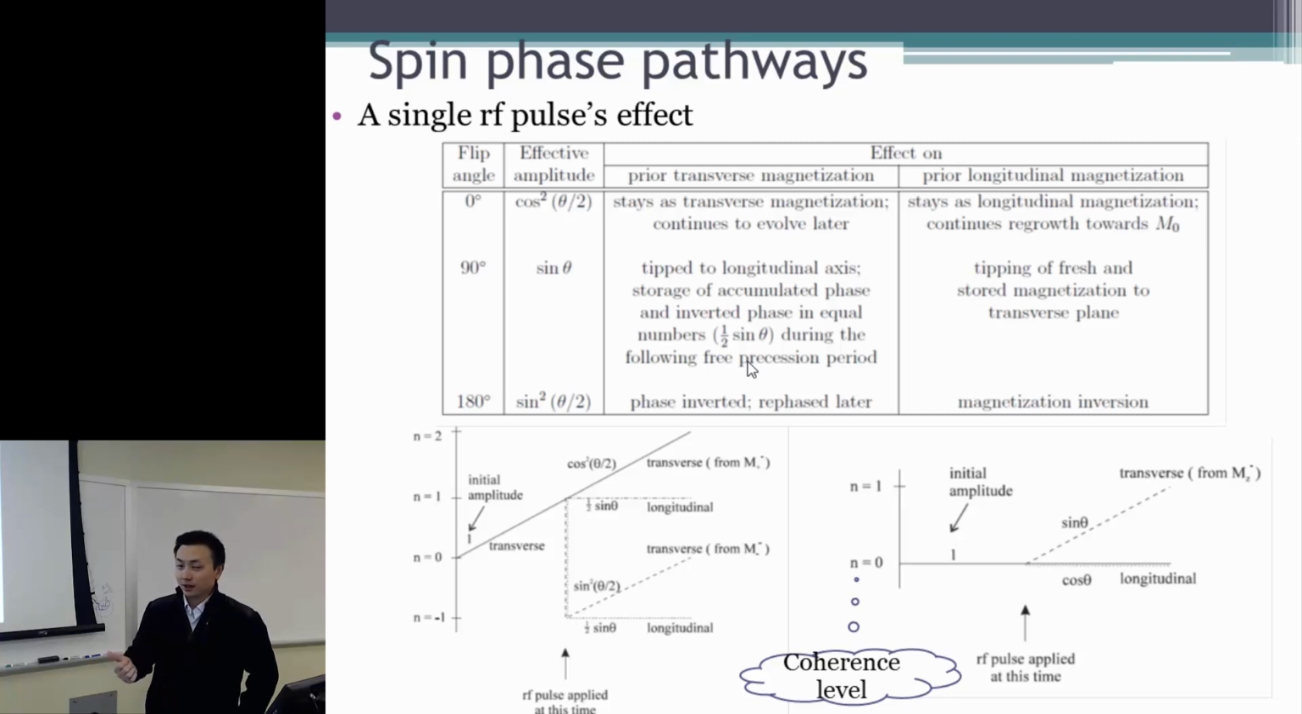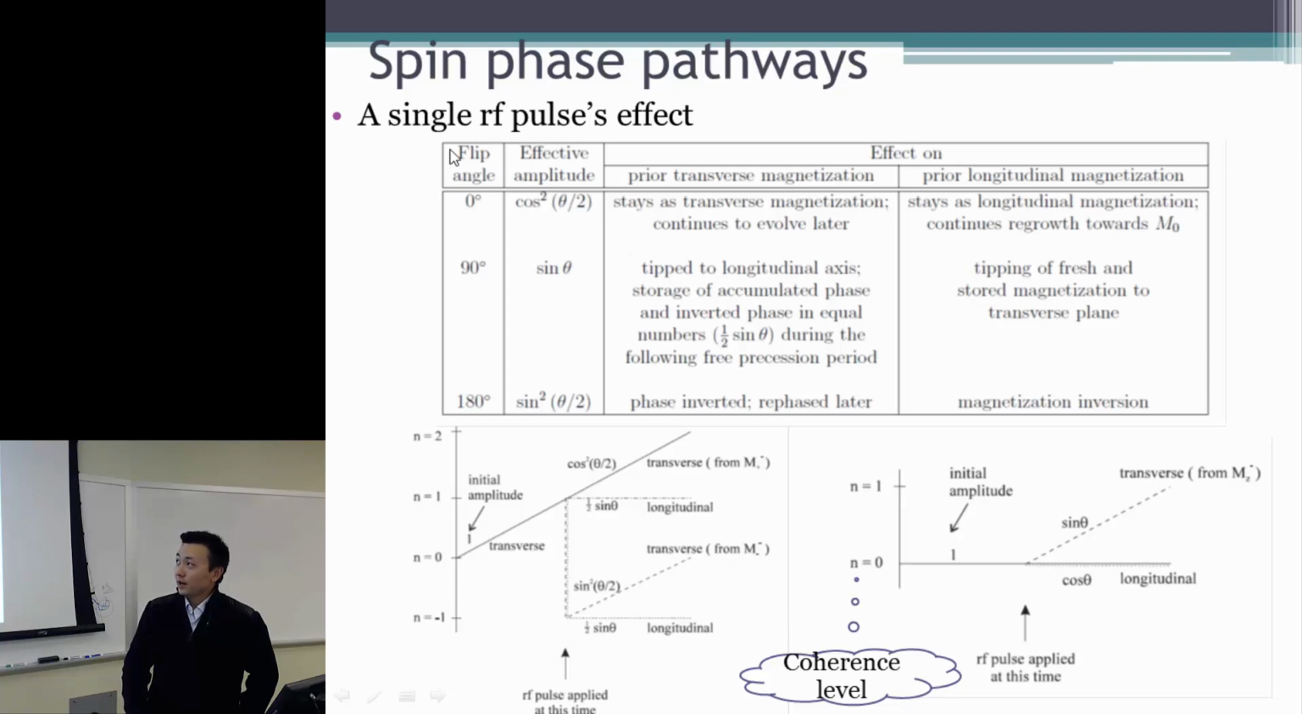It will give you an idea of why and how we are using all those different phase alternating and crusher gradients and flip angle variation schemes in the SSP or the TSE, turbo spin echo, sequences.